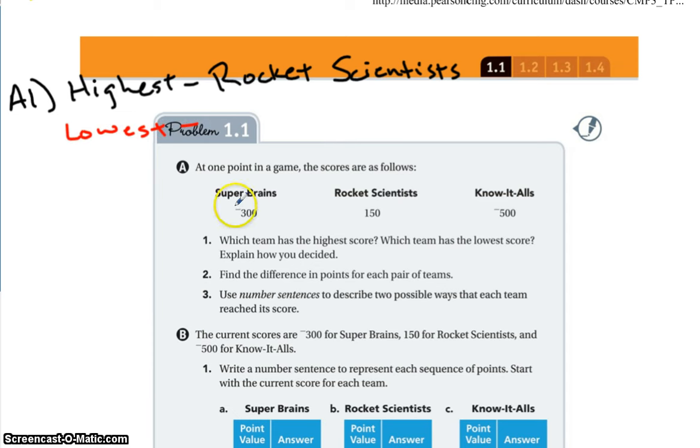is going to be, we have a negative 300 and a negative 500. And so what I want to think about, which number is farther away from 0? Well, in this case, it's the know-it-alls, because negative 500 would be further away from 0 than negative 300. Both of these are negative scores, meaning that they are below 0, or to the left of 0. But one of them is further than the other. So that would be the know-it-alls.